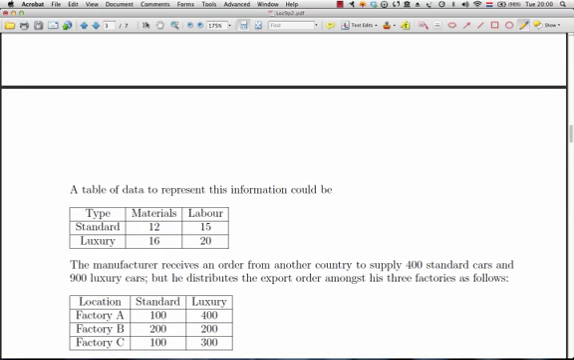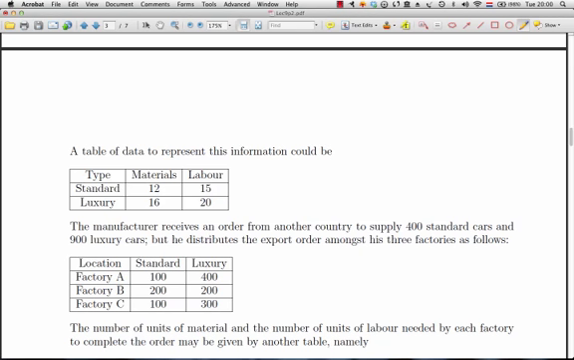And he is planning to split up an order of 1300 cars, 400 cars standard type and 900 luxury cars over the 3 factories. So factory A will produce 100 standard cars and 400 luxury, and so on and so forth. Now if you would have a look at that, of course you would like to know how much material you will have to deliver in factory A, B and C, and how much labor you have to plan.